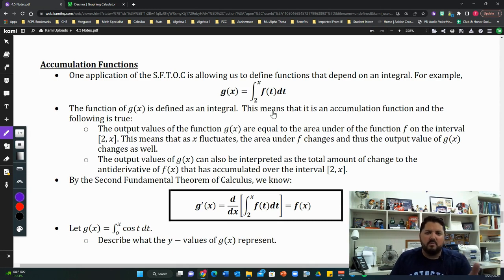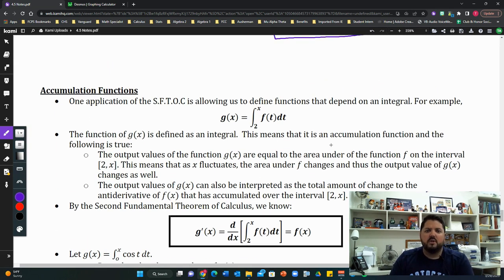Another important piece, the output values of g can also be interpreted as the total amount of change to the antiderivative of f of x that has accumulated over that interval of 2 to x. So what this does, this actually adds an extra type of interpretation to our series of functions. So up until this point, we have worked with functions f, f prime, f double prime, where each one of them tells us some kind of important piece of information.